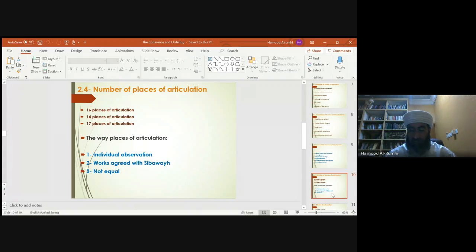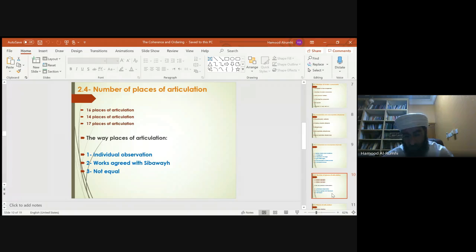After giving details of the secondary sounds in Arabic in the chapter on al-idgham, these treatises discussed the number of places of articulation in Arabic. Those who adopted Sibawayh's classification considered there to be 16 places of articulation, while some Arab linguists argued that there were 14, taking L and R to share a single place of articulation.